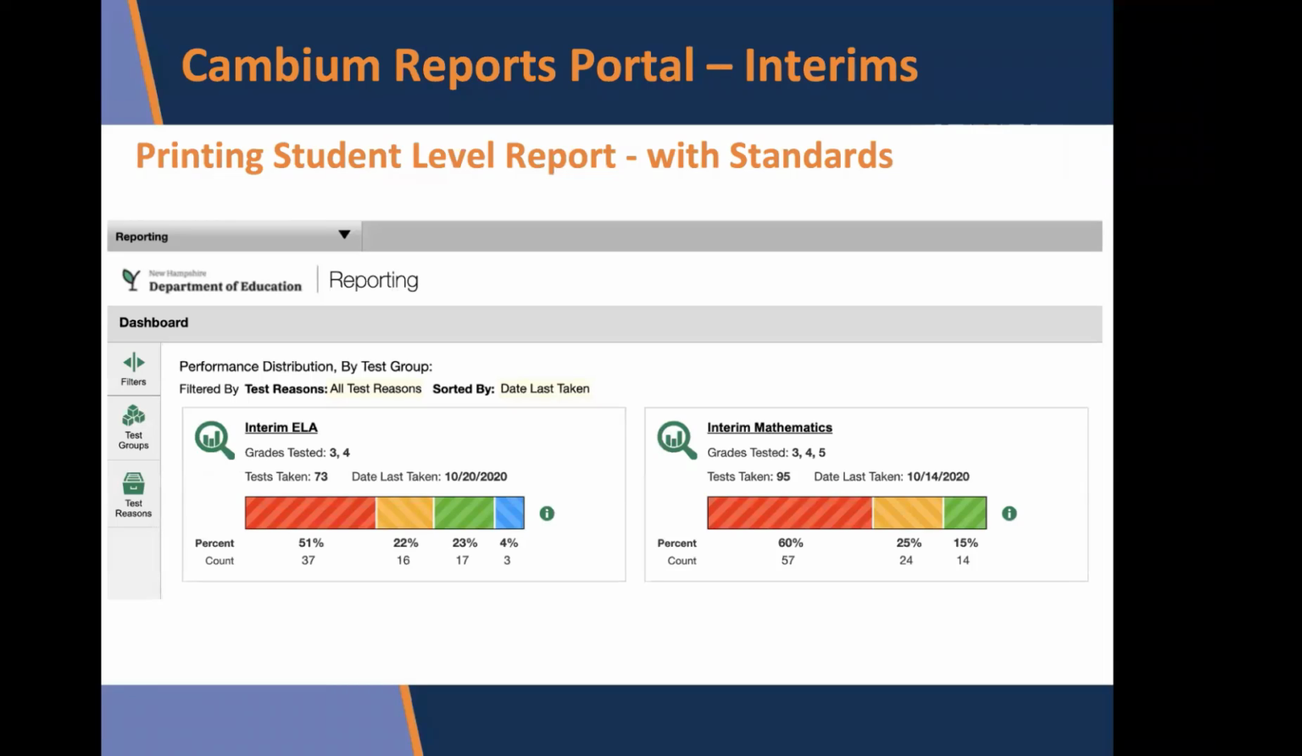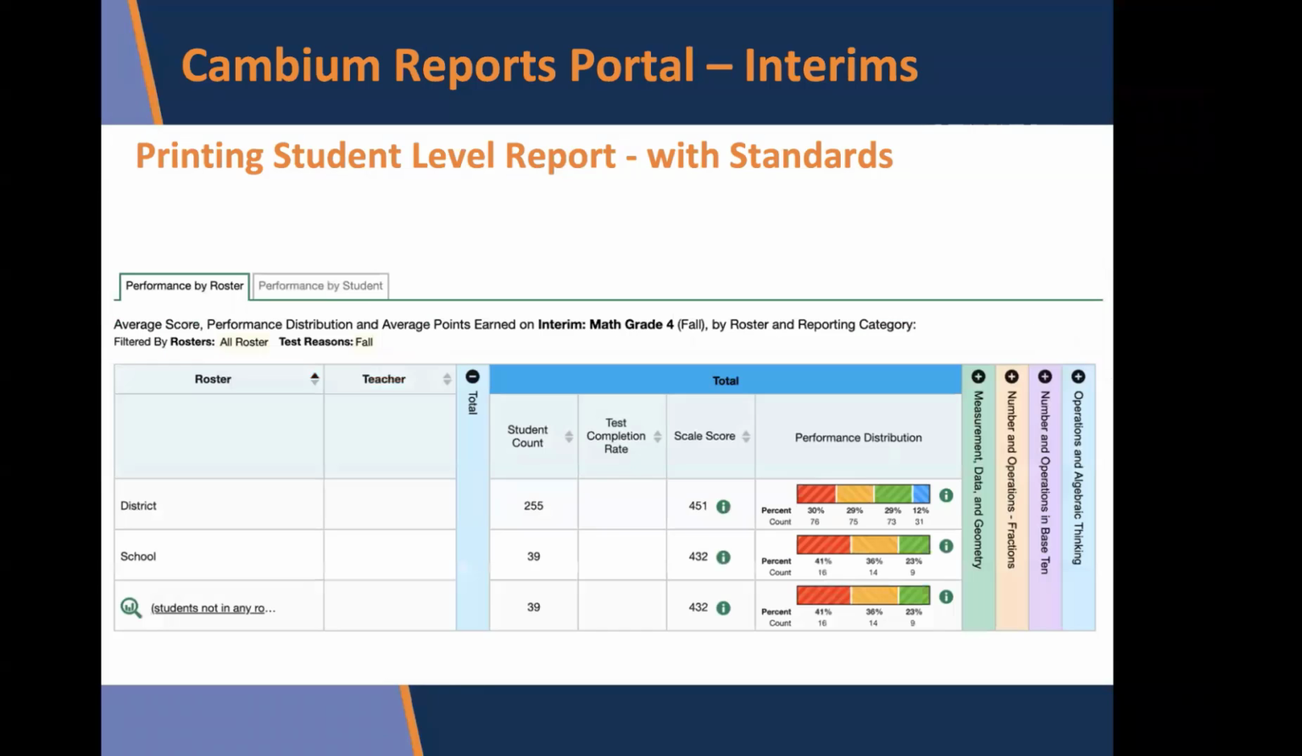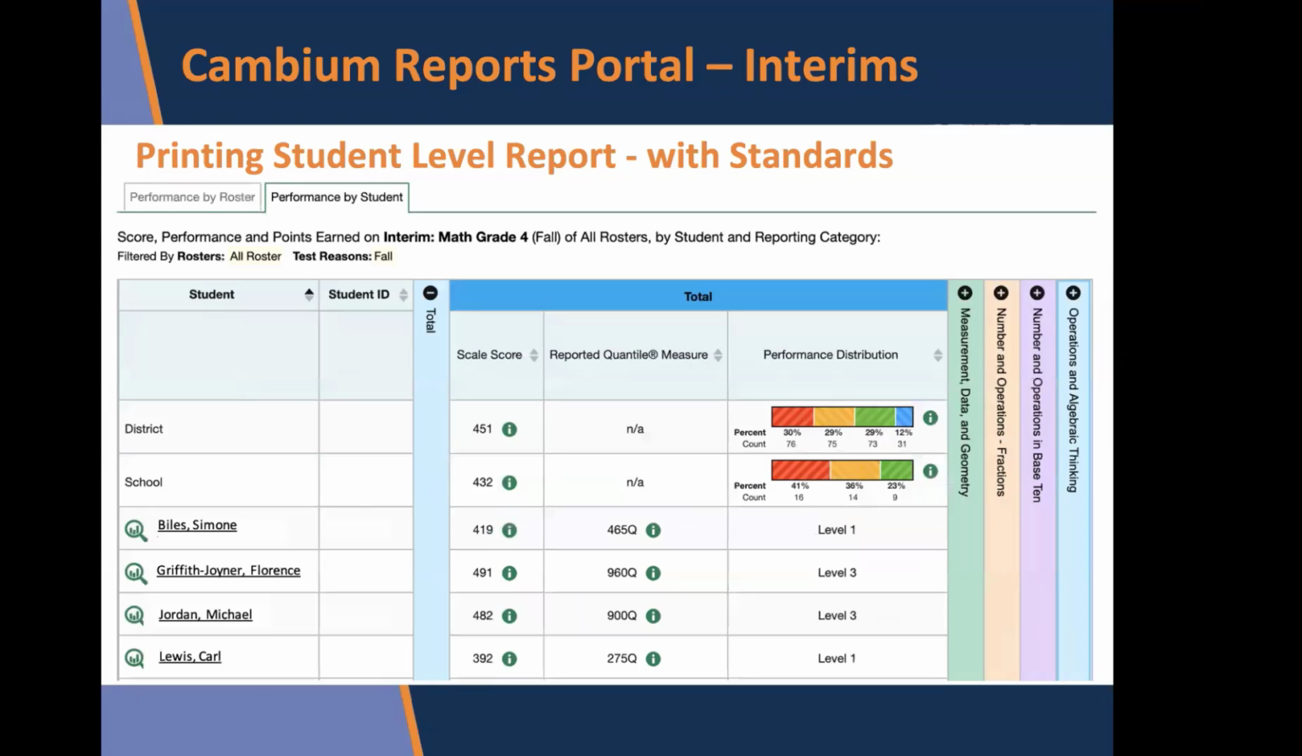But if I wanted to print a student level report with the standards attached to it, if I were to go into the reporting system here, I could drill down into my math or whatever. I could go into ELA. I can choose a specific group. I choose performance by student. Now I have to go into the student level to be able to get it by standard. You cannot get any sort of standard level anything without really drilling down into the student level.